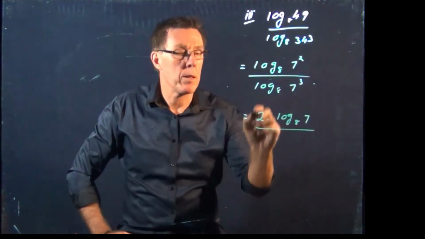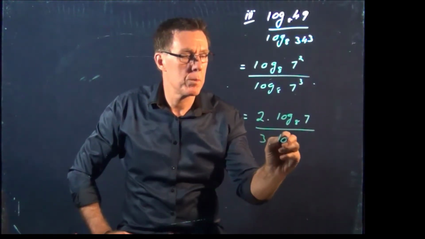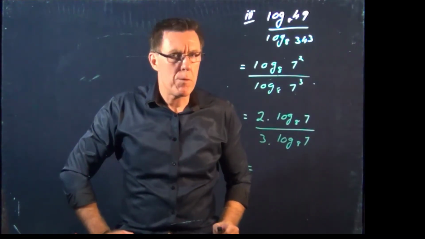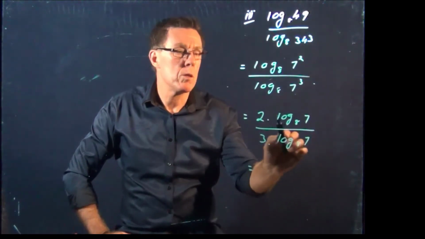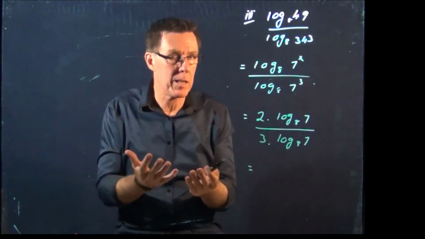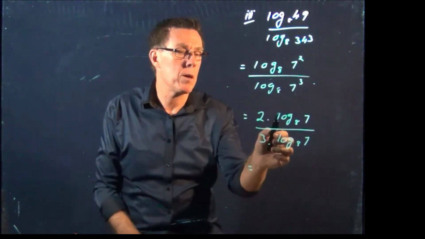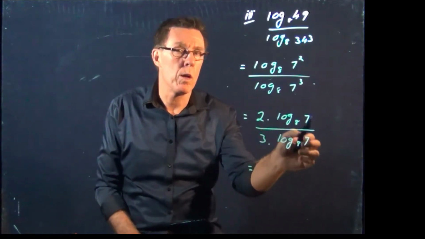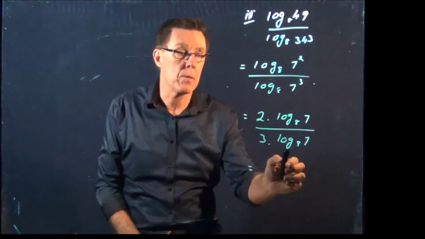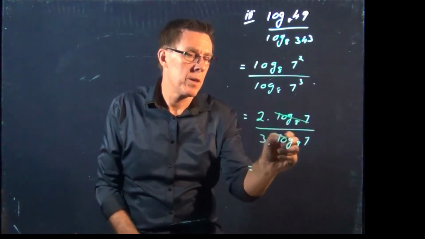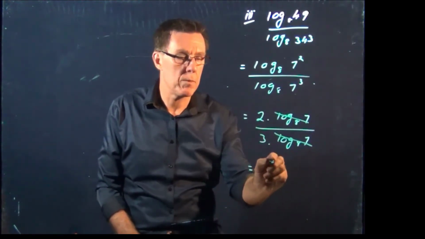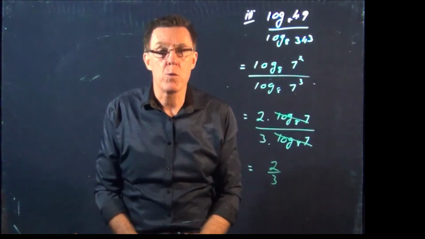And this 3 I'm going to bring out the front as a multiplier as well. From there, the question becomes very, very easy. Remember, the log of a number just produces another number. It's a messy, horrible, ugly looking number, but it's just a number. So up here I've got 2 multiplied by whatever log of 7 base 8 comes to, and 3 multiplied by whatever log of 7 base 8 comes to. That number and that number are the same number, because everything's multiplied top and bottom, they can be cancelled out. My final answer is 2/3.